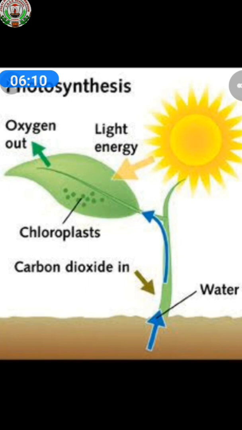So plants need sunlight, carbon dioxide from air and water from the soil to prepare their own food. This process is called photosynthesis.